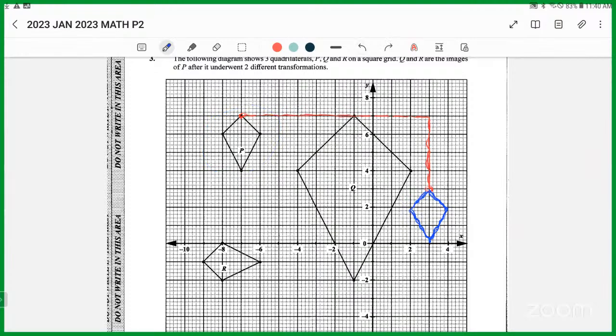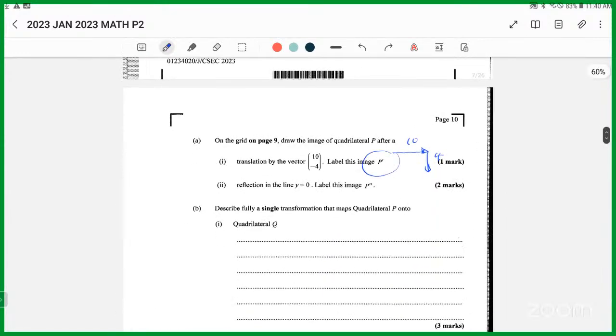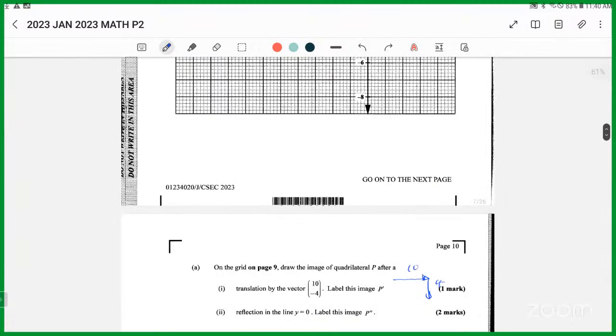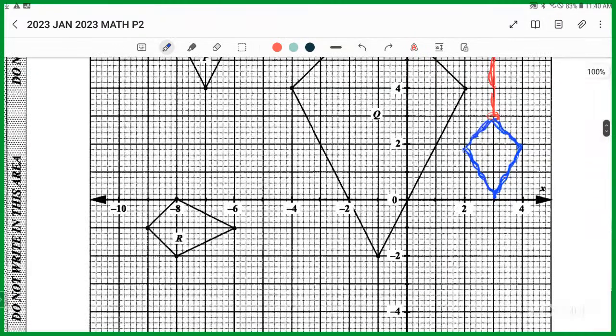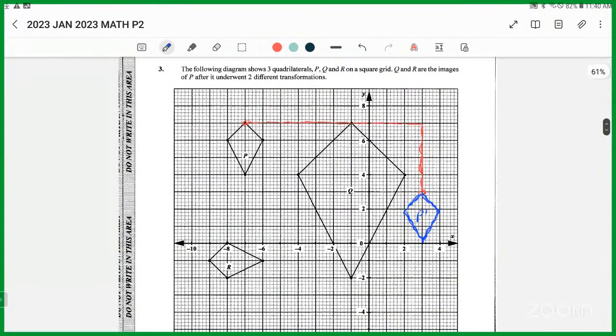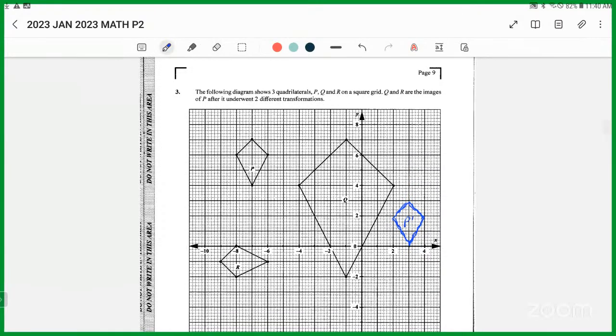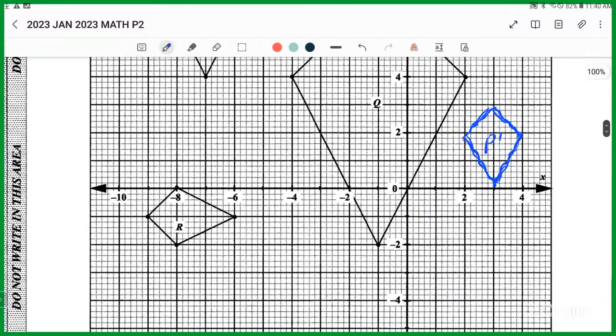We normally tell you to label it something. They didn't tell you to label it anything, so let me label it P prime. So this is P prime. Nice and easy. All right, so I'm going to take these off. I'm going to need space. I'm trying not to give away marks on these questions.